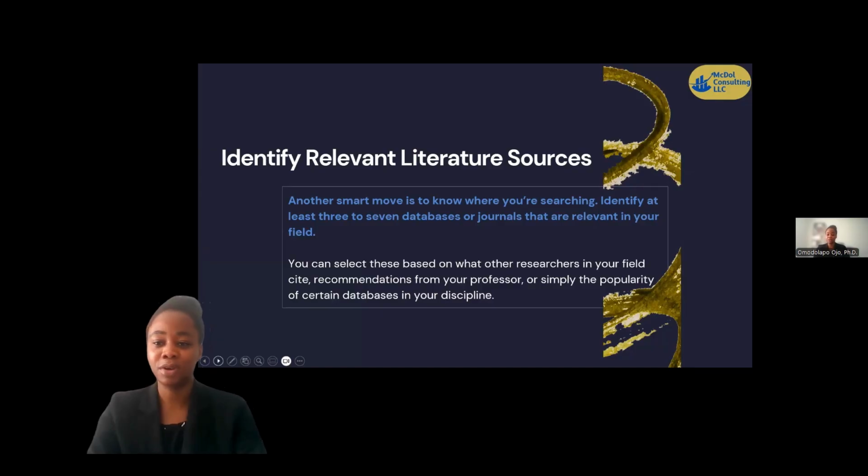And again, you can get recommendations from your research team, from your lead researcher. You can even get recommendations from your professor, maybe if you are a scholar, on what other sources could help. And there are several databases and journals that are very popular in different fields. So these are the kind of information you should look out for and gather your literature sources from.